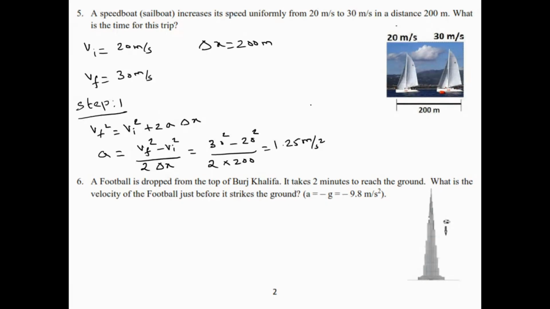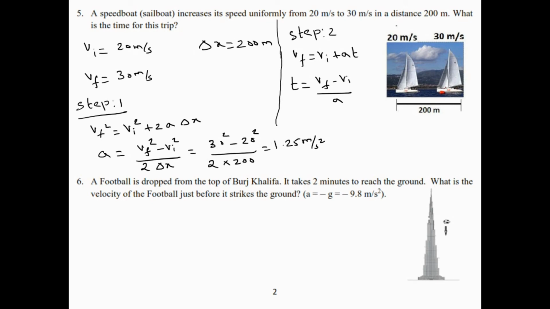So we have the first equation. For step 2, I'm going to use the first equation: V final is equal to V initial plus acceleration multiplied by t. I'm going to take the value of acceleration from the first part and rearrange this equation in terms of t. So what will I get? t is equal to V final minus V initial divided by acceleration.